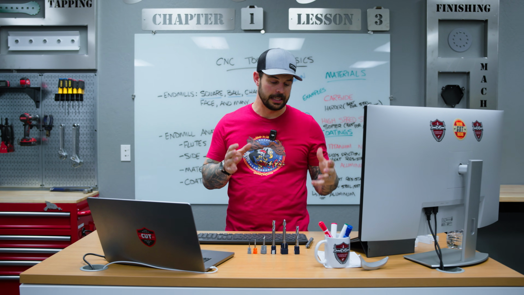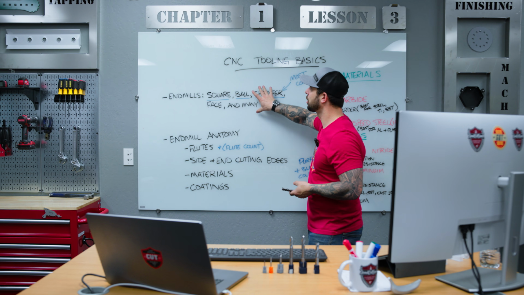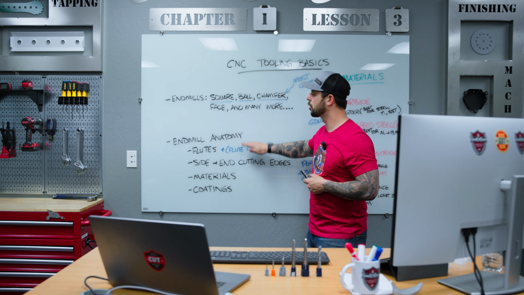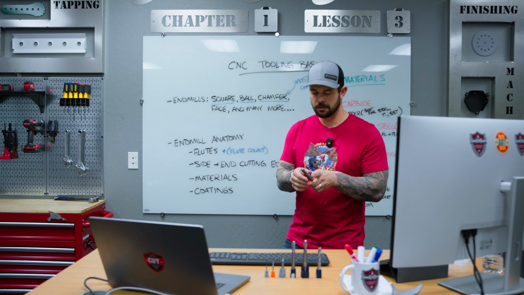In the previous lessons, we talked about the anatomy of the machines and how they're interacting in space. Now it's time to talk about what's actually doing all of the work, our end mills. Now coming over to the board here, we're going to go over a handful of different topics, starting with the different shapes and sizes that these end mills can come in, and then going over the anatomy in which they come in as well. Now to start, let's start talking about the different shapes and sizes.